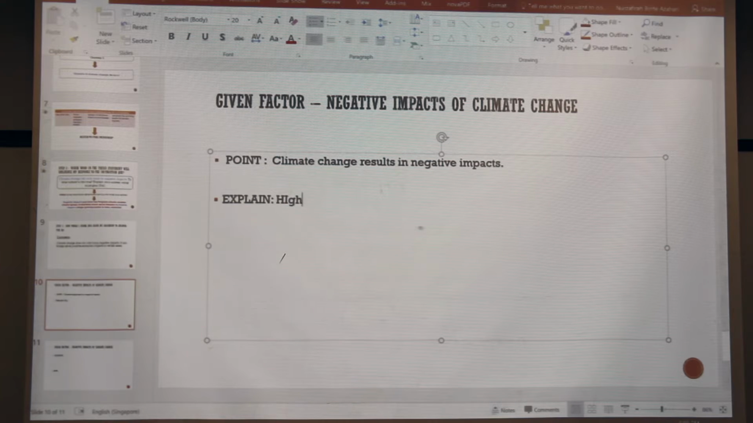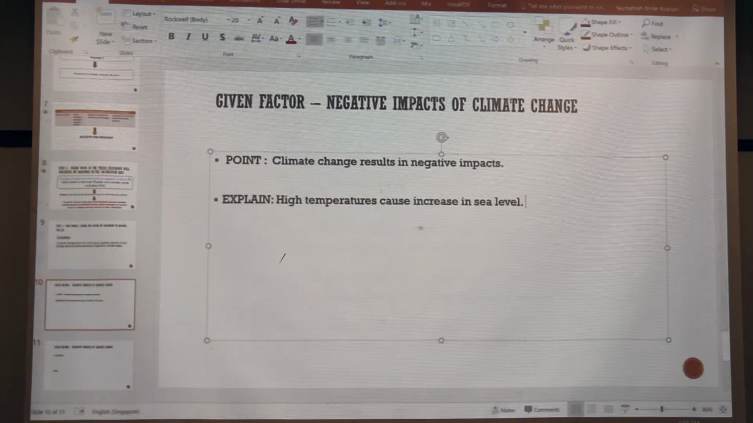Okay, higher temperatures. So can I write short form for this? Okay, if you understand. Cause increase in sea level. Why? So after you tell the marker this, right? So you explain, no? You must say what causes the sea level to increase.